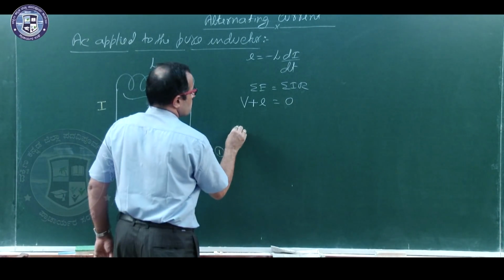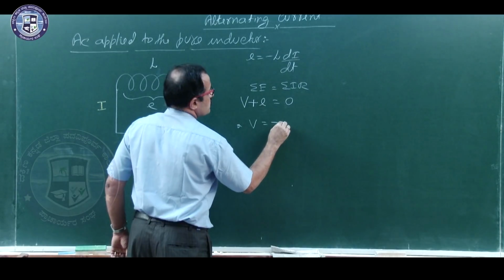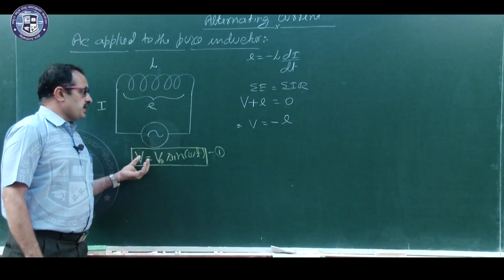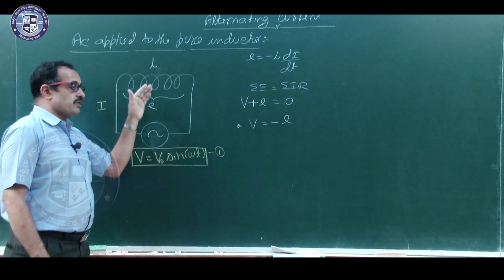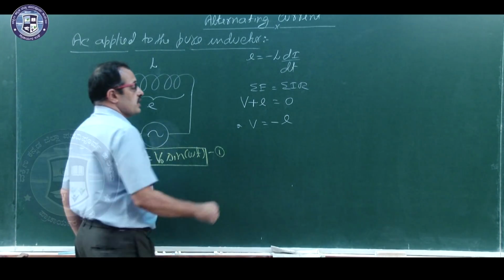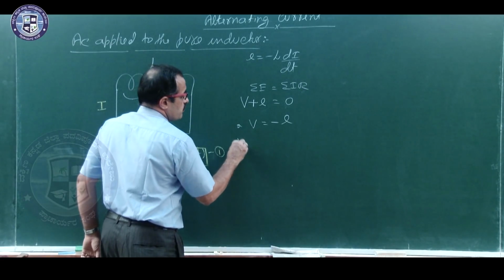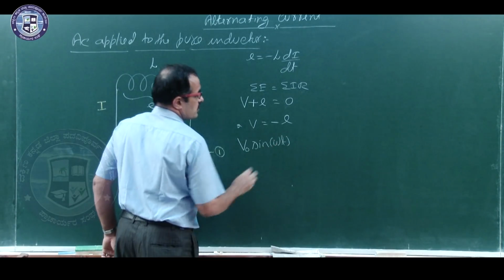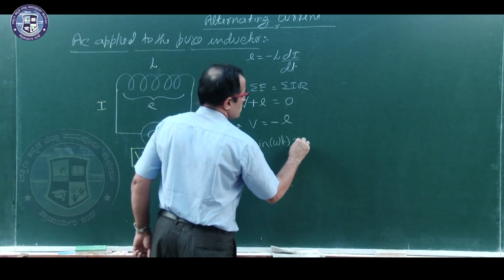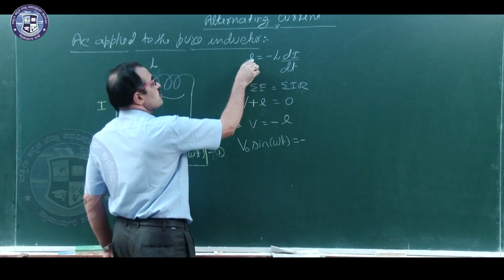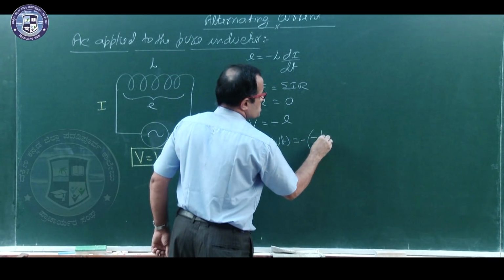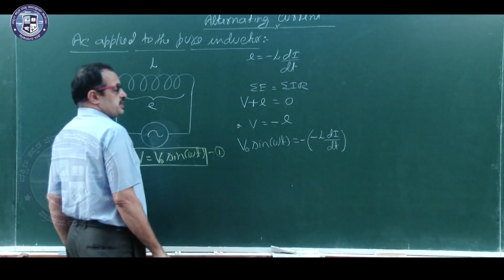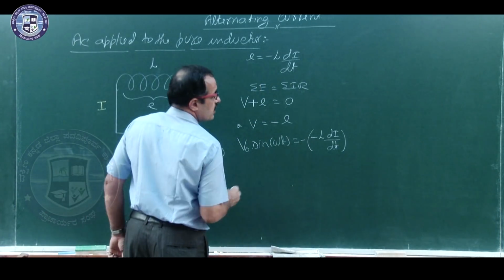or V is equal to minus E. Applied voltage is equal to induced EMF, but they oppose each other. Now V is nothing but V naught sin omega t is equal to minus, what is E? Minus L di by dt. Minus minus becomes plus.